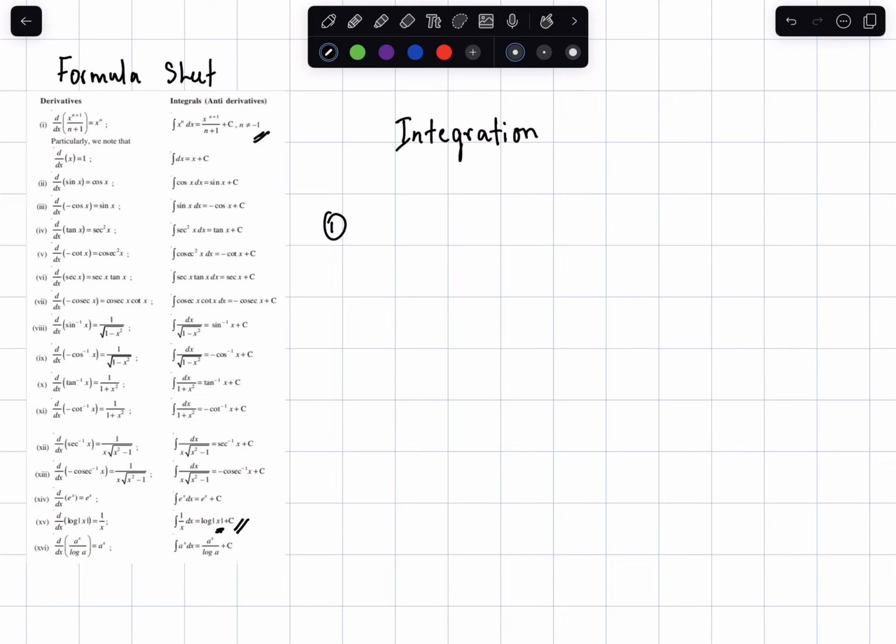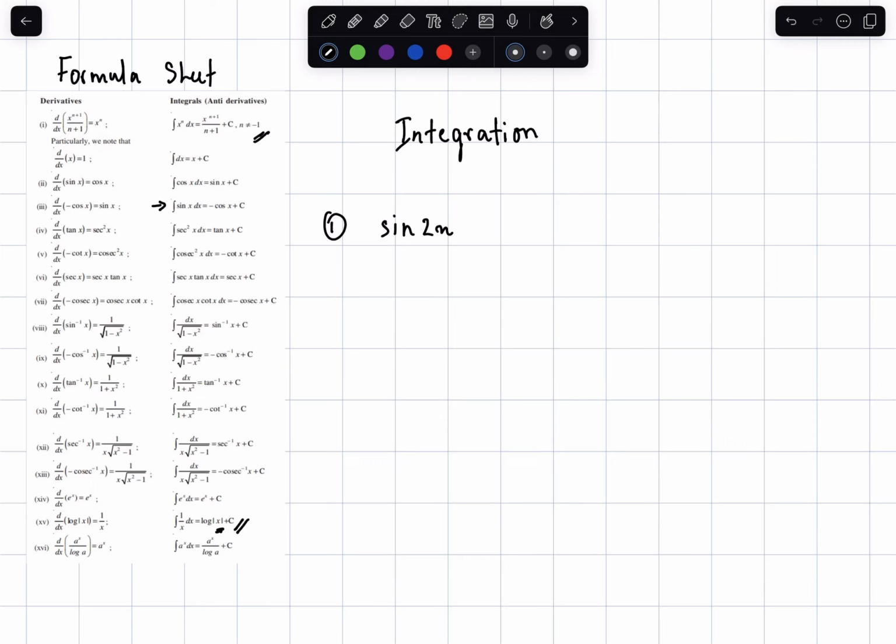Okay, so let's see how we can do this by method of inspection. So sine 2x. Now you might be thinking, well, I don't see sine 2x in the formula, but I do see sine x. If you thought of that, the integral of sine x is minus cos x right here. That's very good. You've come closer to solving the question.